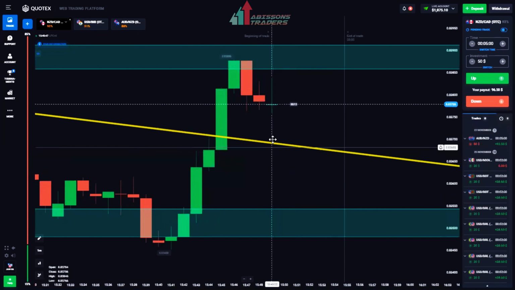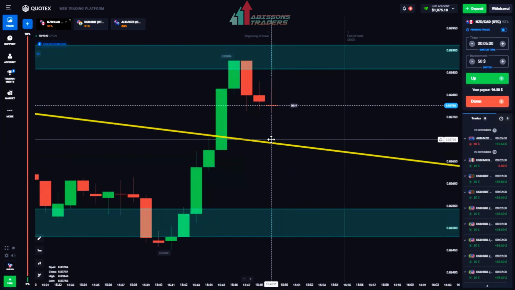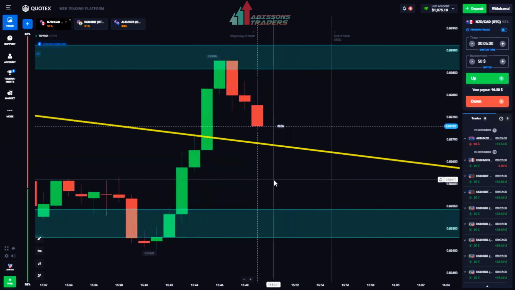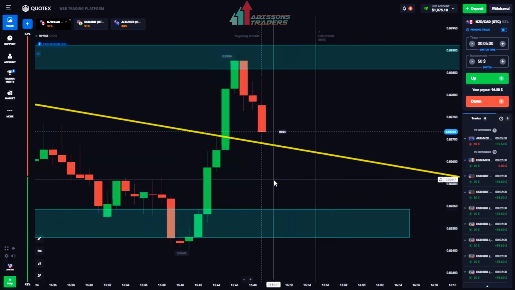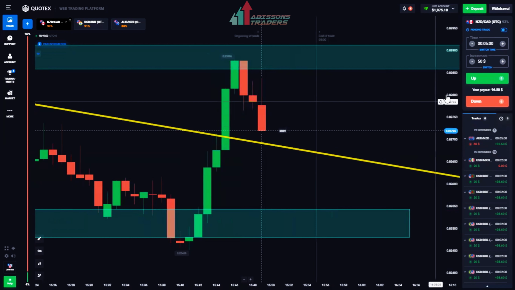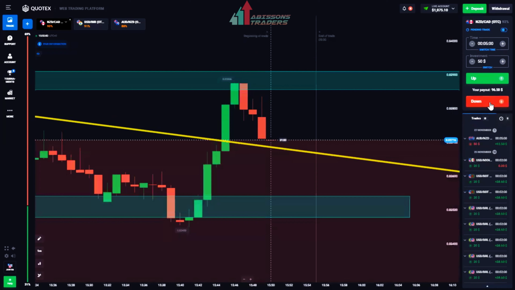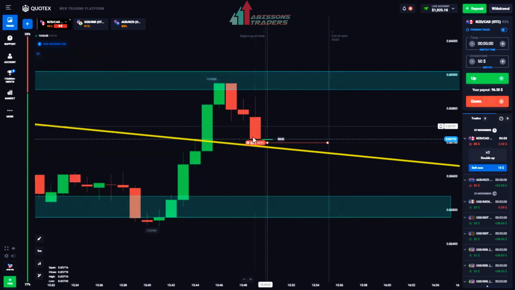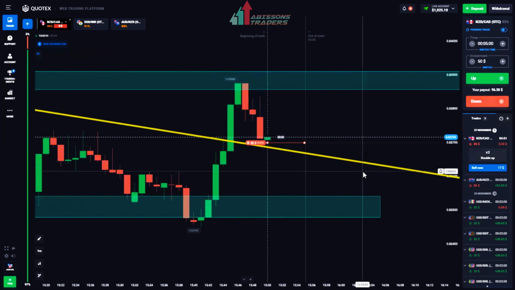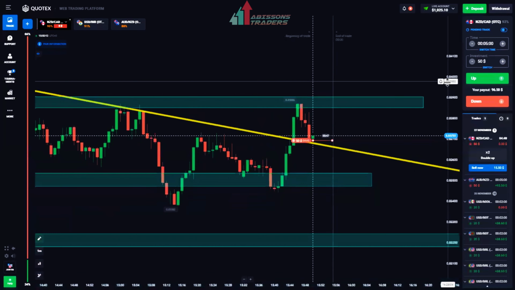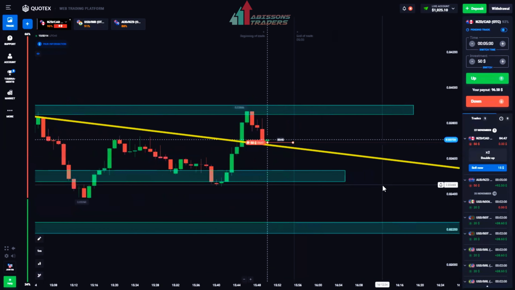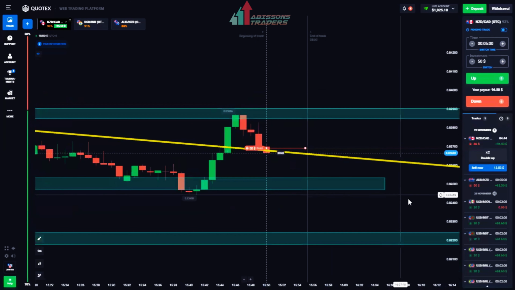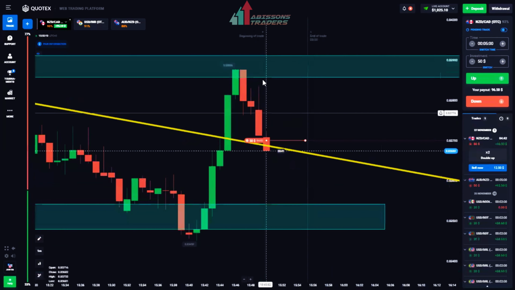Let's hope it will close out as a long body. That will be a good momentum candlestick, right? Okay, this one we can say is a good momentum candle with a long wick. So this one we can sell. That one we can sell. Let's wait for the results.